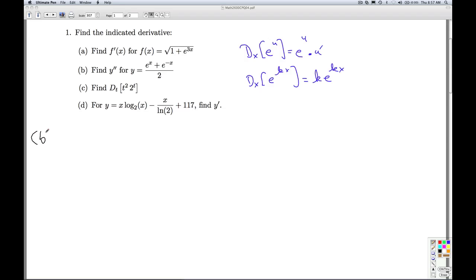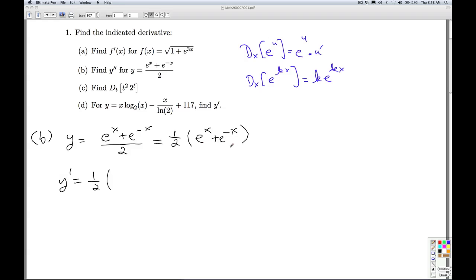Okay, in part B, we're given y equals e to the x plus e to the negative x, all over 2, and we're asked to find the second derivative of that. So once again, I'm going to slightly rewrite this. I don't want to use the quotient rule on this because what's in the denominator is a constant. So I'm just going to rewrite this as 1/2 times the quantity e to the x plus e to the minus x. So when I take the derivative of that, the 1/2 just goes along for the ride, and I take the derivative of what's inside.